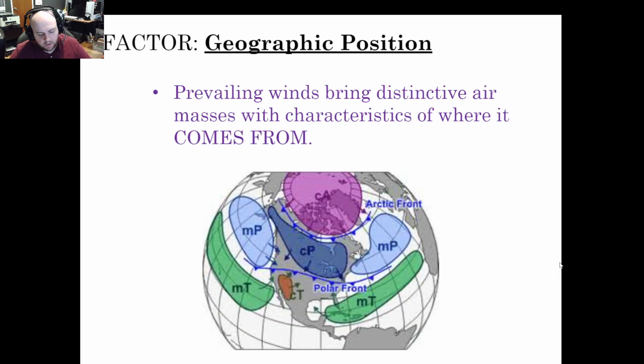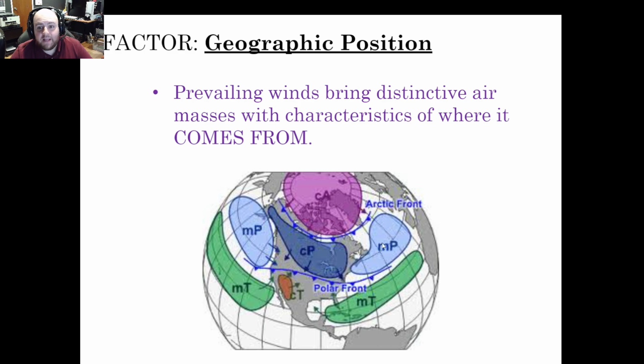All right, our next factor is geographic position. So where on Earth we're located, not just in terms of are we close to the water or are we inland, okay? But think back to our air masses. Where does the wind come from? You should be writing this down in your notes. Prevailing winds bring distinctive air masses with characteristics of where they come from.